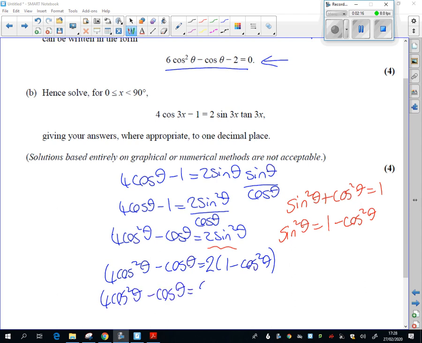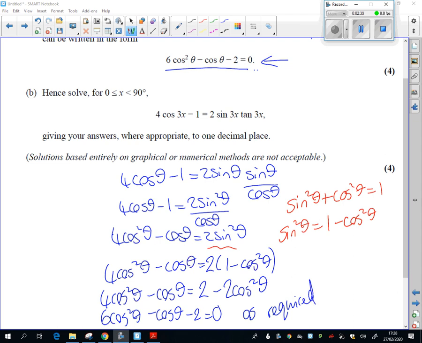Okay, so that's going to be 2 minus 2 cos squared theta, so if I add the 2 cos squared theta over to the left hand side, and I minus the 2, and I check back up here, yeah, I'm pretty happy with that. I've got the quadratic they were after.